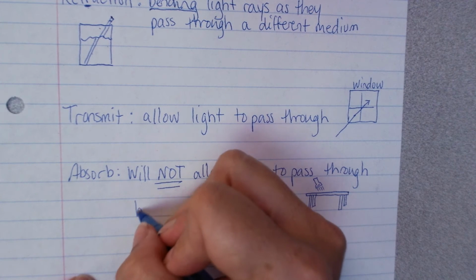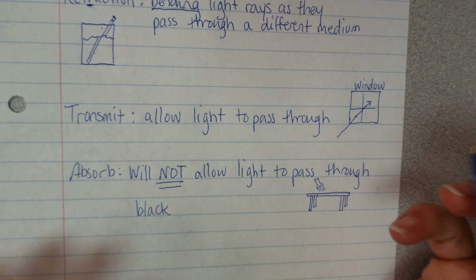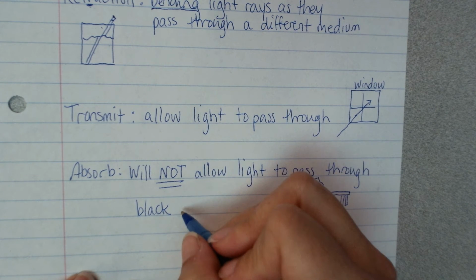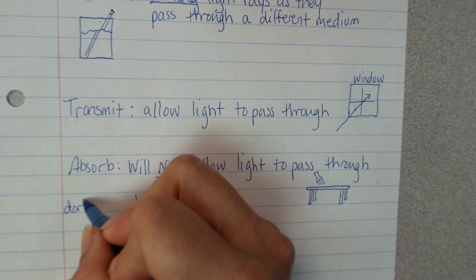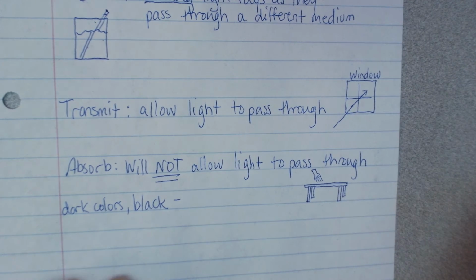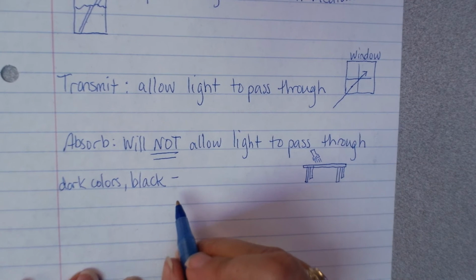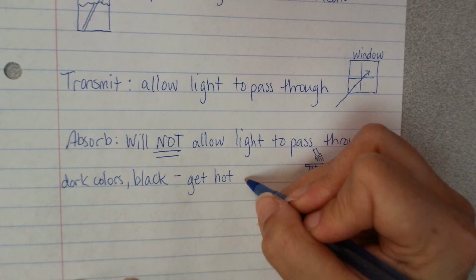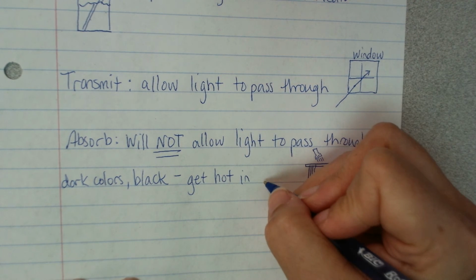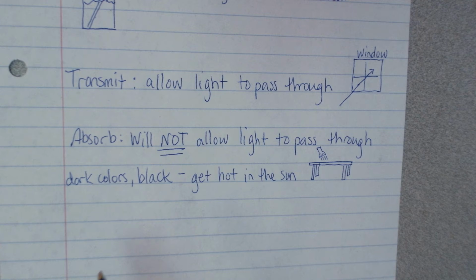Black paper, black cloth, colors that are very dark, purple, dark blue, will absorb a lot of light. Because of this, when you go out in the sun in a black shirt, with our dark colors here, you will feel the sun's light energy being absorbed into those colors, and those are very hot. So typically, you don't want to wear these on a hot summer day because they are absorbing the sun's light energy.